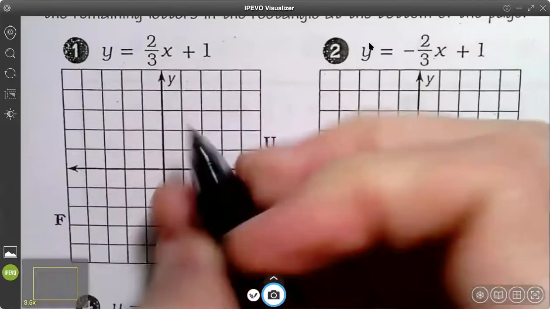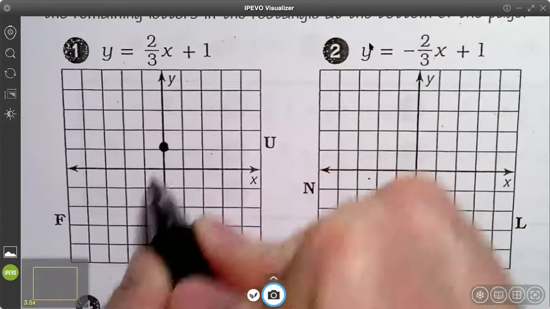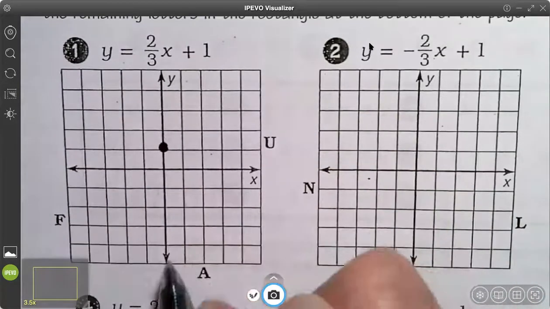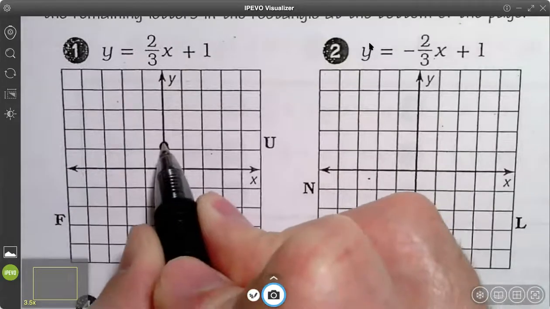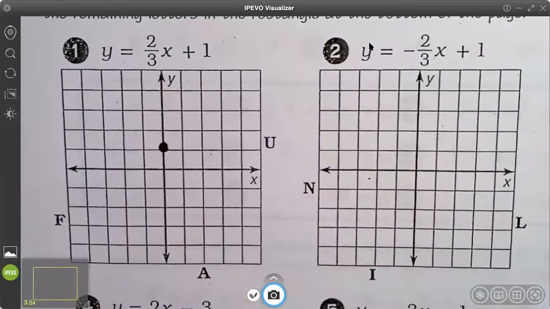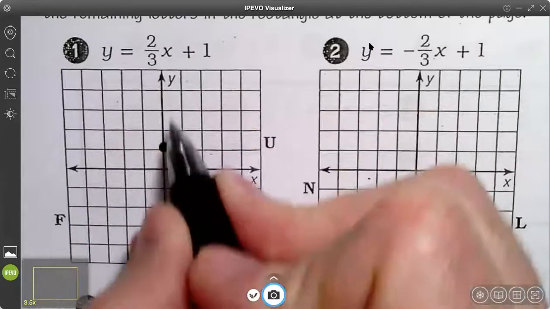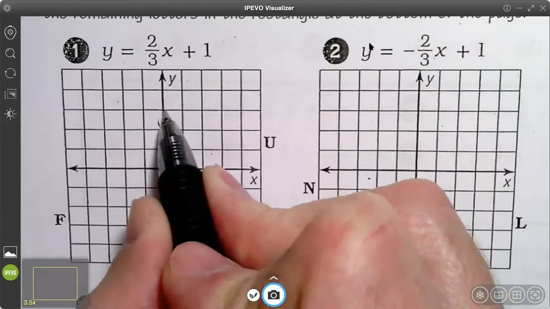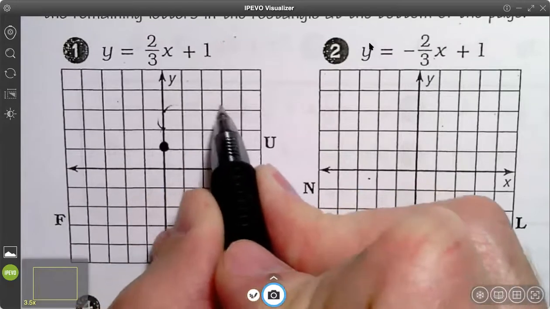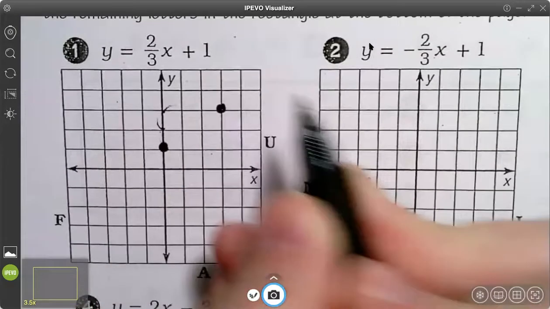After the x is your y-intercept, on this one it says +1. Here's my origin. Here's my x-axis. Here's my y-axis. So +1 is my y-intercept. I put my dot there. From that point, I'm going to rise 2, run 3. Rise 1, 2, run 1, 2, 3. Boom, you could draw a line through it.